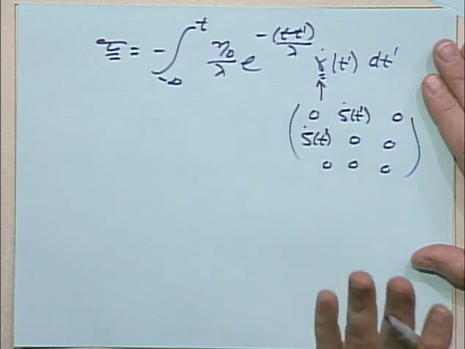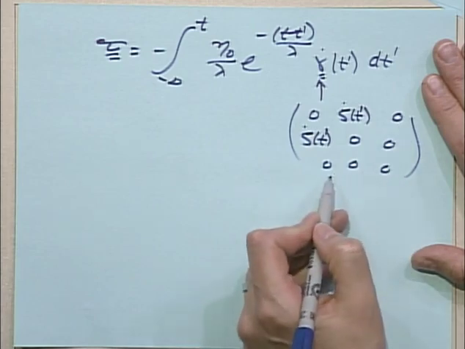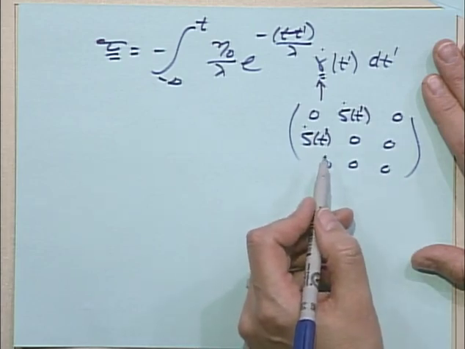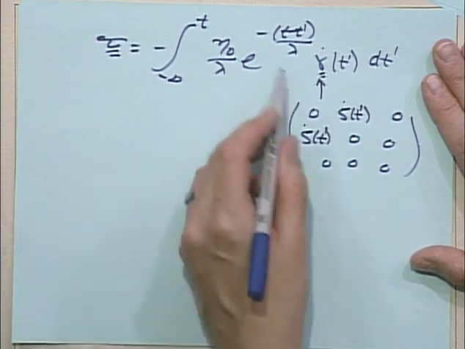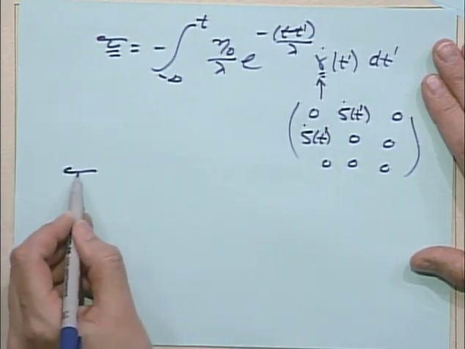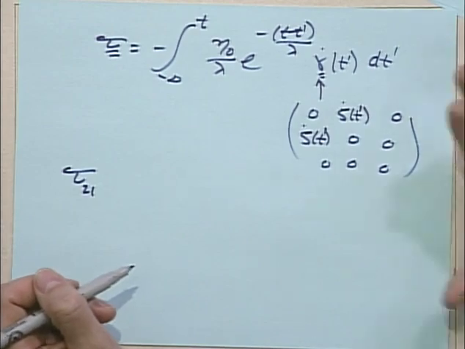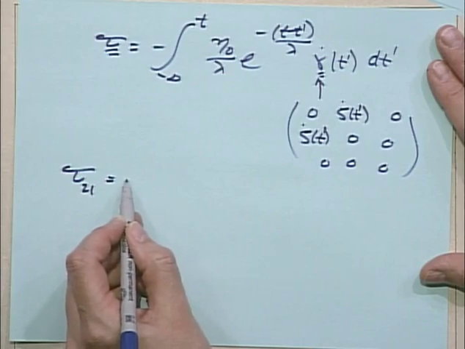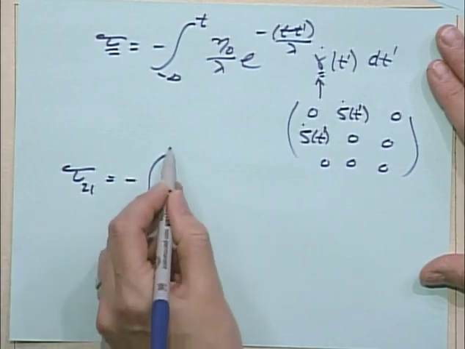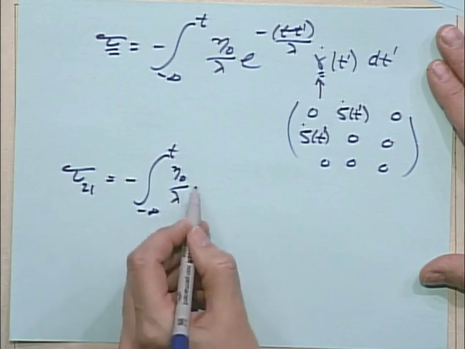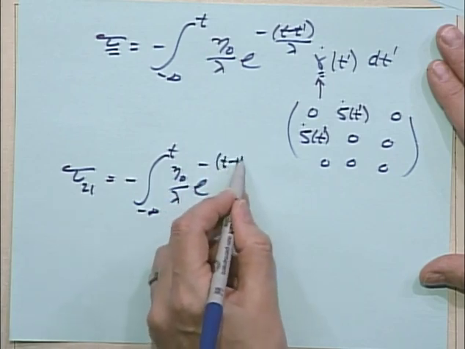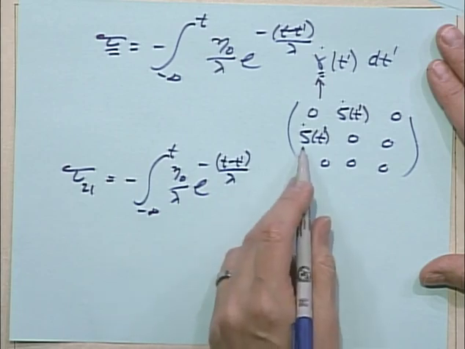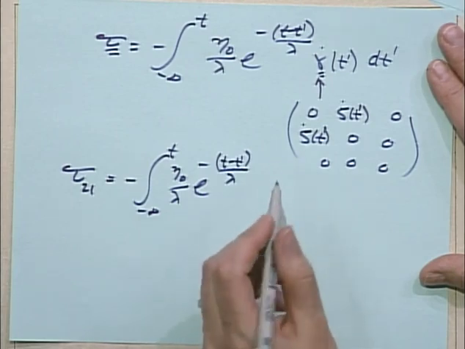So once again, all the coefficients are 0 except tau 2, 1 and tau 1, 2 that are equal. So we can drop the tensor notation and just talk about tau 2, 1, which is the one we need anyway. Tau 2, 1 is the one we need in order to be able to calculate g. Tau 2, 1 equals minus the integral from minus infinity to t, eta naught over lambda, e to the minus t prime over lambda, times sigma dot of t prime.